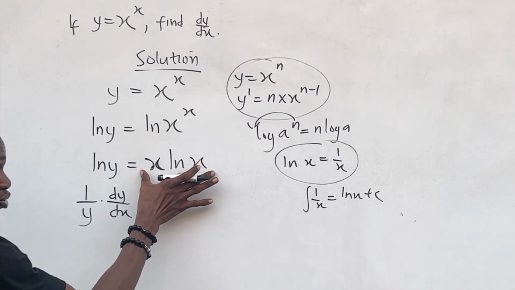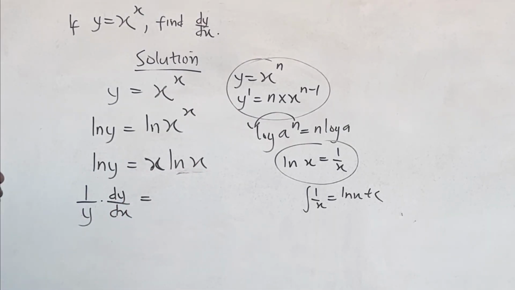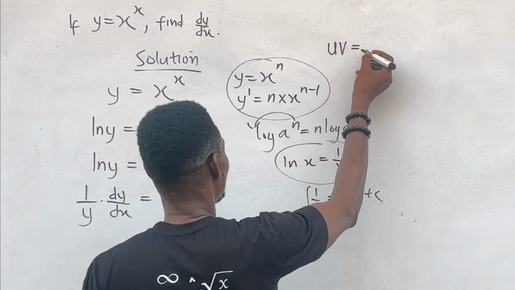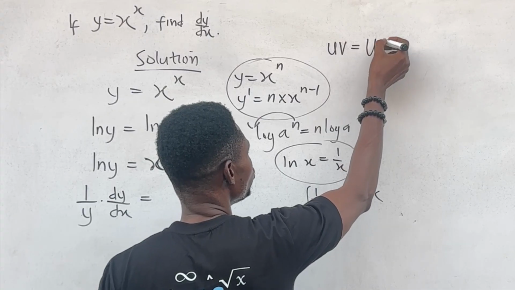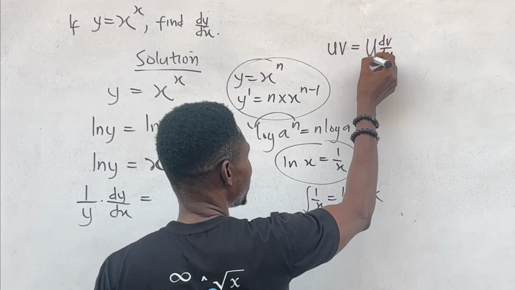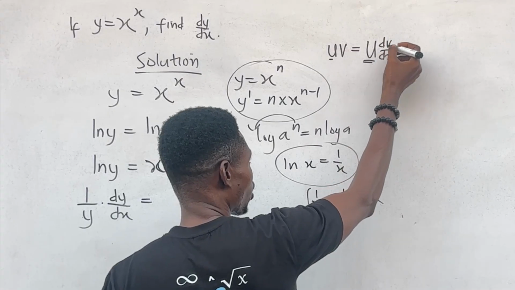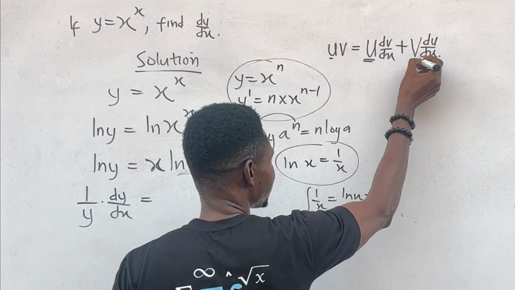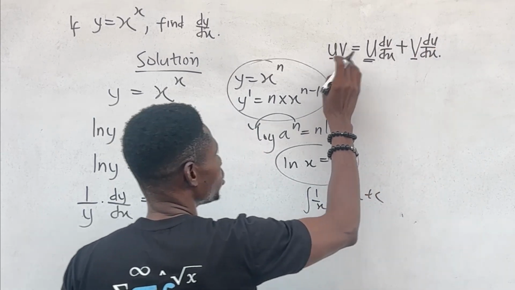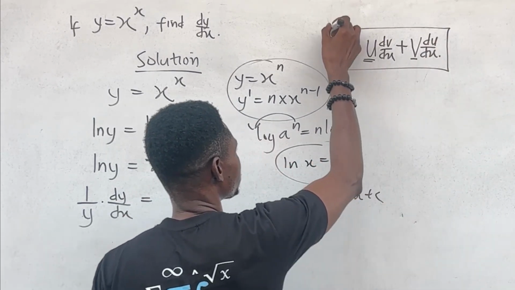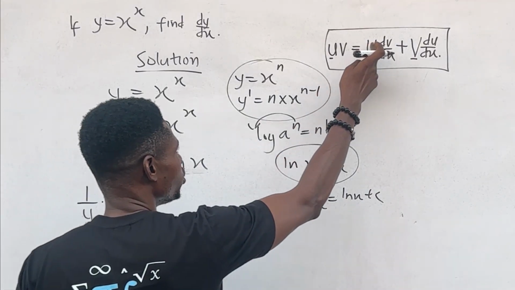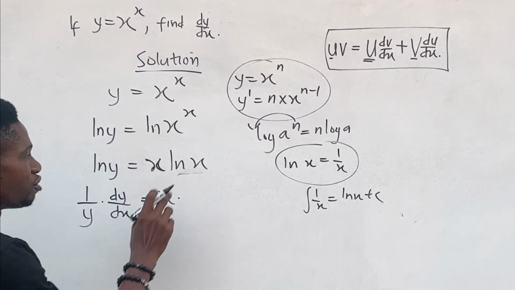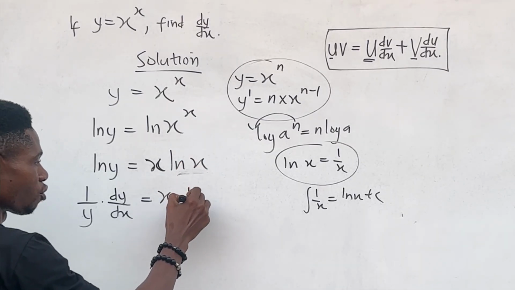When you're differentiating a product, use what they call the product rule. Product rule says if you have uv, when you differentiate, you have u dv/dx, that's write down the first, differentiate the second, plus v du/dx, write down the second, differentiate the first. So this is what product rule says. So u dv/dx: the first is x, multiplied by the derivative of the second. If you differentiate ln x, you have 1 over x, right?